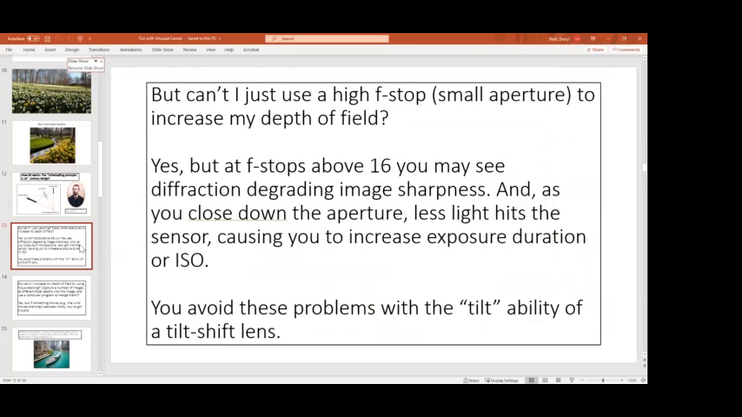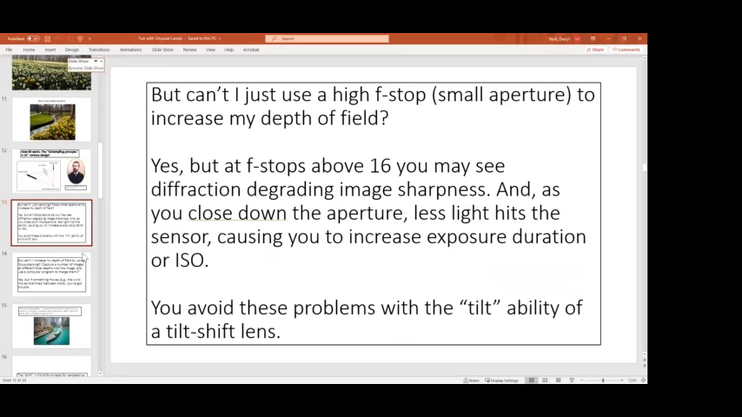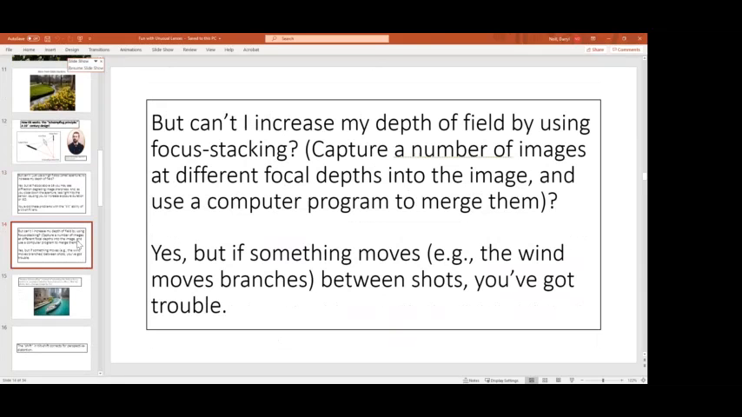The question from Mike was, can't you just increase your f-stop? I told you the problem. You can crank down the aperture, but you can get diffraction. You can also start to have long exposure duration, problems with landscape, things blowing in the wind, and high ISO. If you're set up for the Scheimpflug effect, it's sharp, wide open.